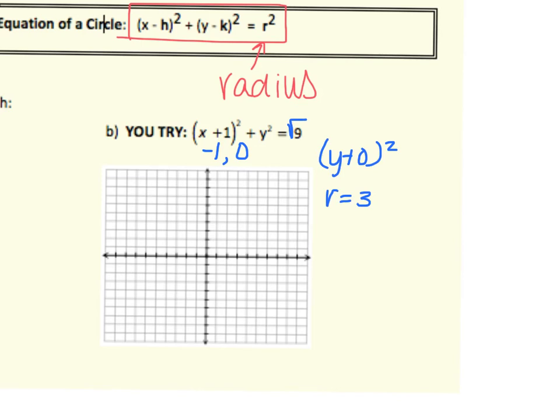So now I'm going to plot negative 1, 0, and I'm going to count up 3 units, right 3 units, down 3 units, and left 3 units, and then connect those outer points to get my circle.